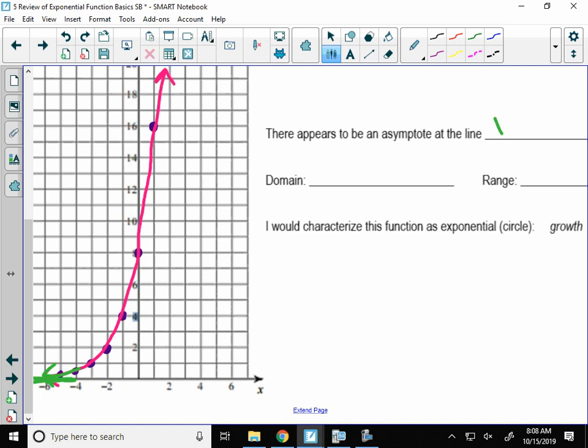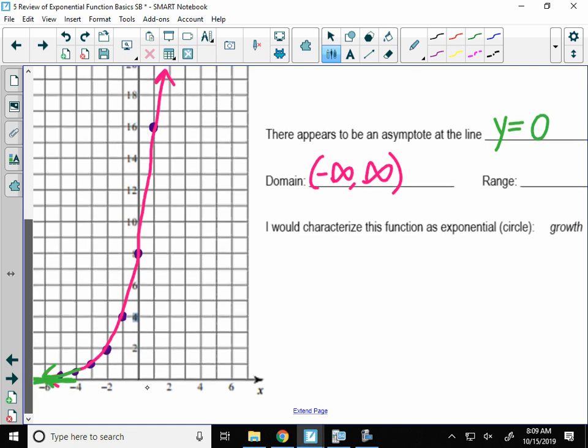That's at the x-axis, which is y equals 0. Now the domain of this function is actually all real numbers. I have an arrow going to the left towards negative infinity, and my arrow on the right is also going towards infinity. My range, because I have an asymptote, is not negative infinity. I stop at the x-axis here. So my range goes from 0, but non-inclusive. Remember, we never actually reach 0, up to infinity.